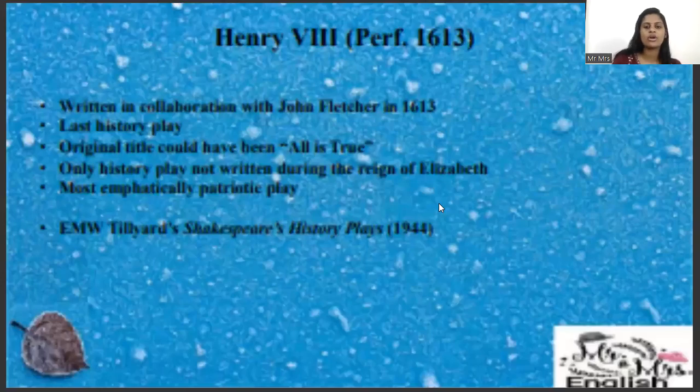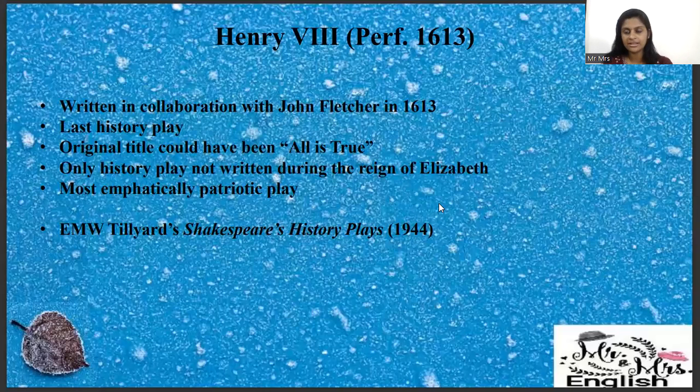Let us now see one of the history plays, Henry VIII. The minor tetralogy was followed by King John, and then Henry VIII came. This was performed in 1613, and it is a play written in collaboration with John Fletcher. John Fletcher is also one of the important dramatists and playwrights of that time. This is a play we consider to be written in collaboration with Fletcher, and this is his last history play, of course.